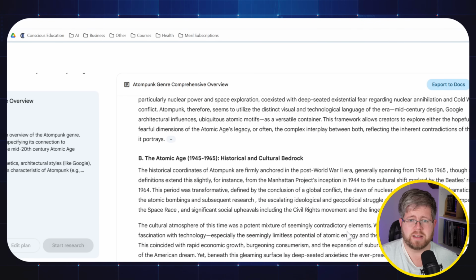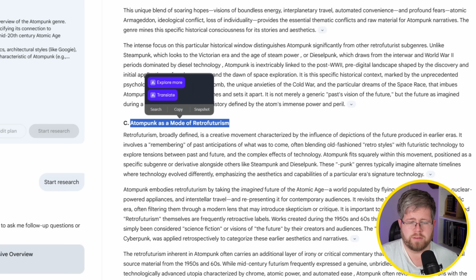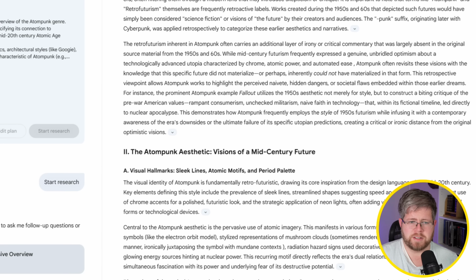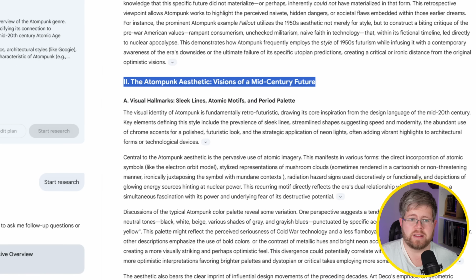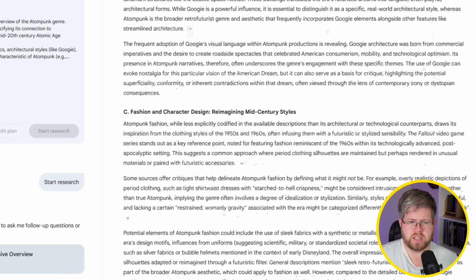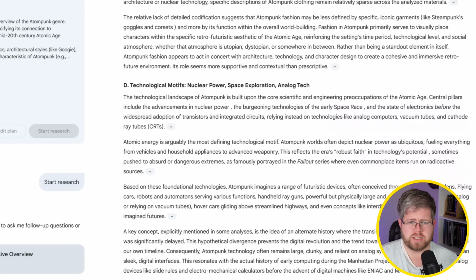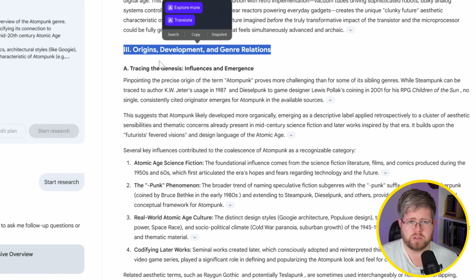So it's getting into the history surrounding where this genre even comes from. Then we talk about it as a mode of retrofuturism. And we get into the second part, which is the aesthetic. So visually, the aesthetic here, and we got visual hallmarks, architectural manifestations, fashion and character design, technological motifs, and then we get the third section, which is origins, development, and genre relations.